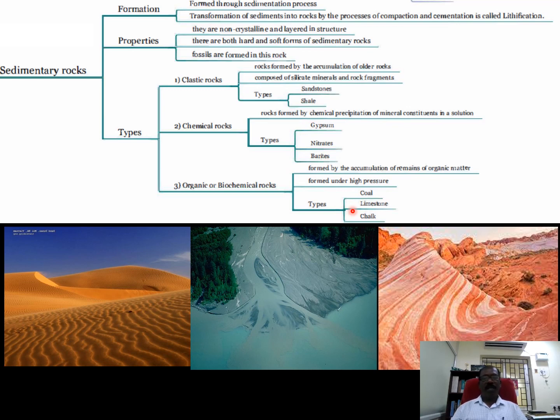Then organic and biochemical rocks. These rocks are formed by the accumulation of the remains of organics. When these sediments, these organic remains and organic matter, go under high pressure, then the process of compaction and cementation forms biochemical rocks. For example, coal, limestone, and chalk.